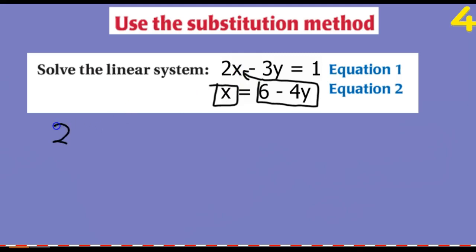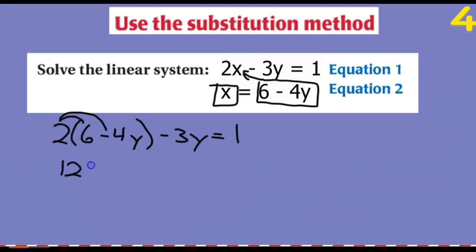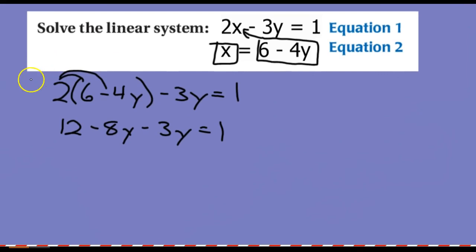So we have 2 times 6 minus 4y minus 3y equals 1. 2 times 6 gives us 12. 2 times negative 4 gives us negative 8y minus 3y equals 1. Remember, this is equation 2. Or sorry, equation 1.